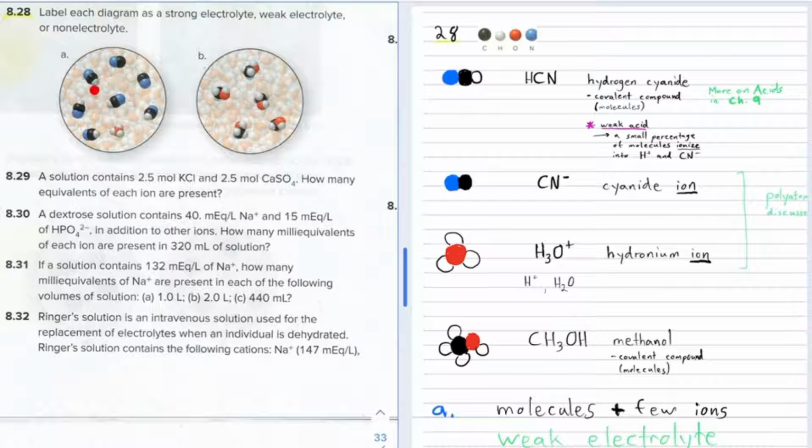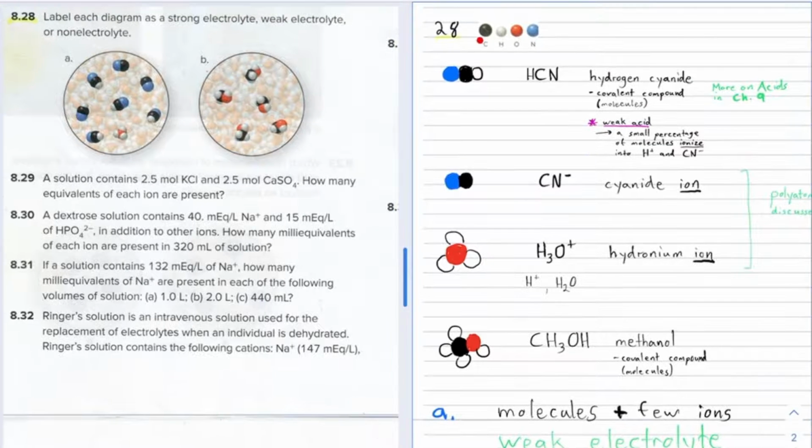Those are water molecules in the background. And what are those particles? That's going to tell us whether it conducts electricity well, strong electrolyte. If it conducts electricity a little bit, weak electrolyte, or it doesn't conduct electricity at all. Now, you should know the colors of all of these atoms, but I'll remind you right here. These are the four big ones, so memorize those.